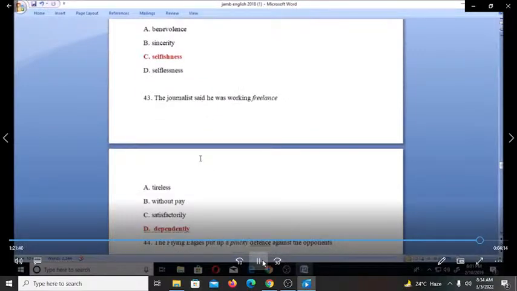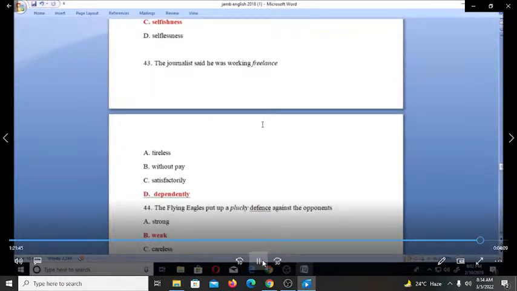43. The journalist said he was working freelance. So what's the opposite meaning to freelance? Is it A, tireless, B, without pay, C, satisfactorily, D, dependently? When you're a freelance, it means that you're independent. So the opposite is dependently, D.